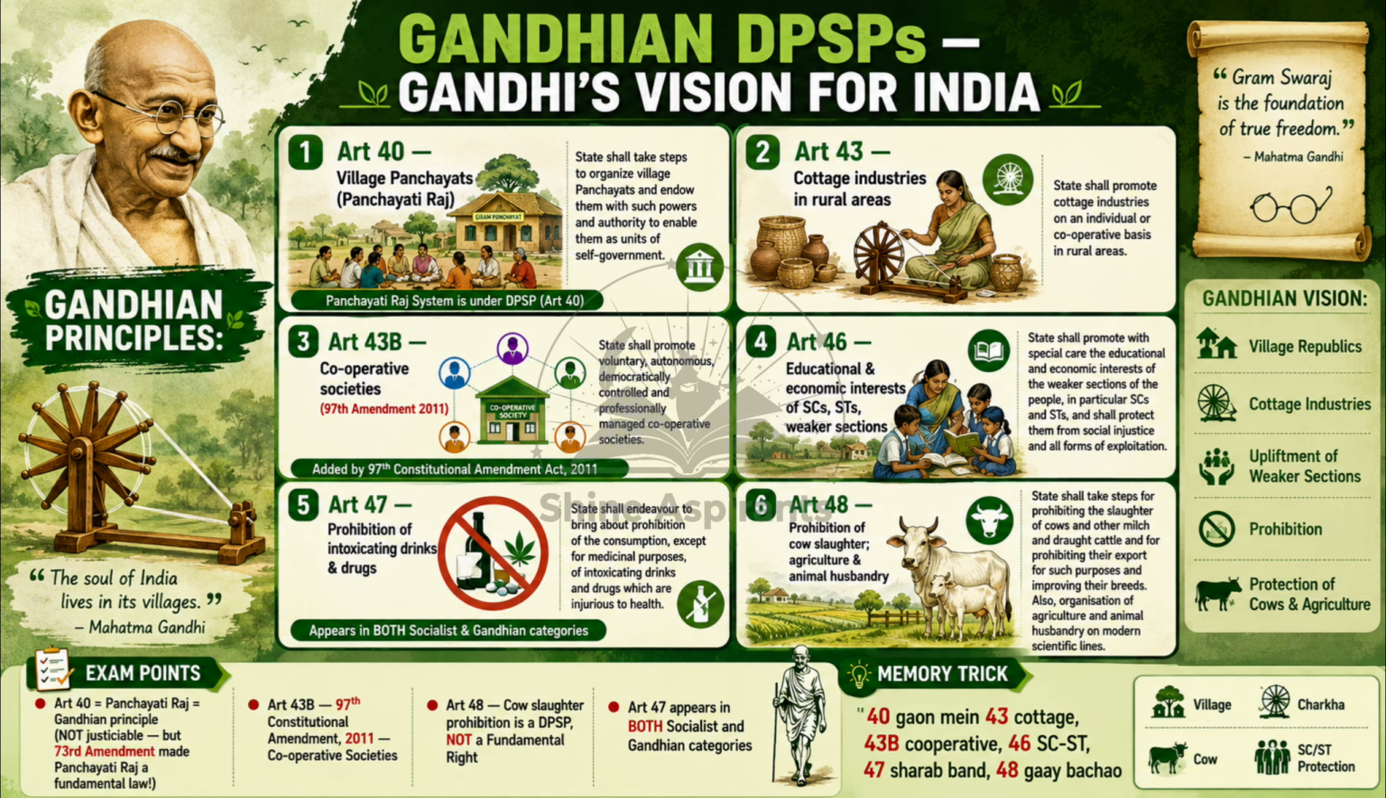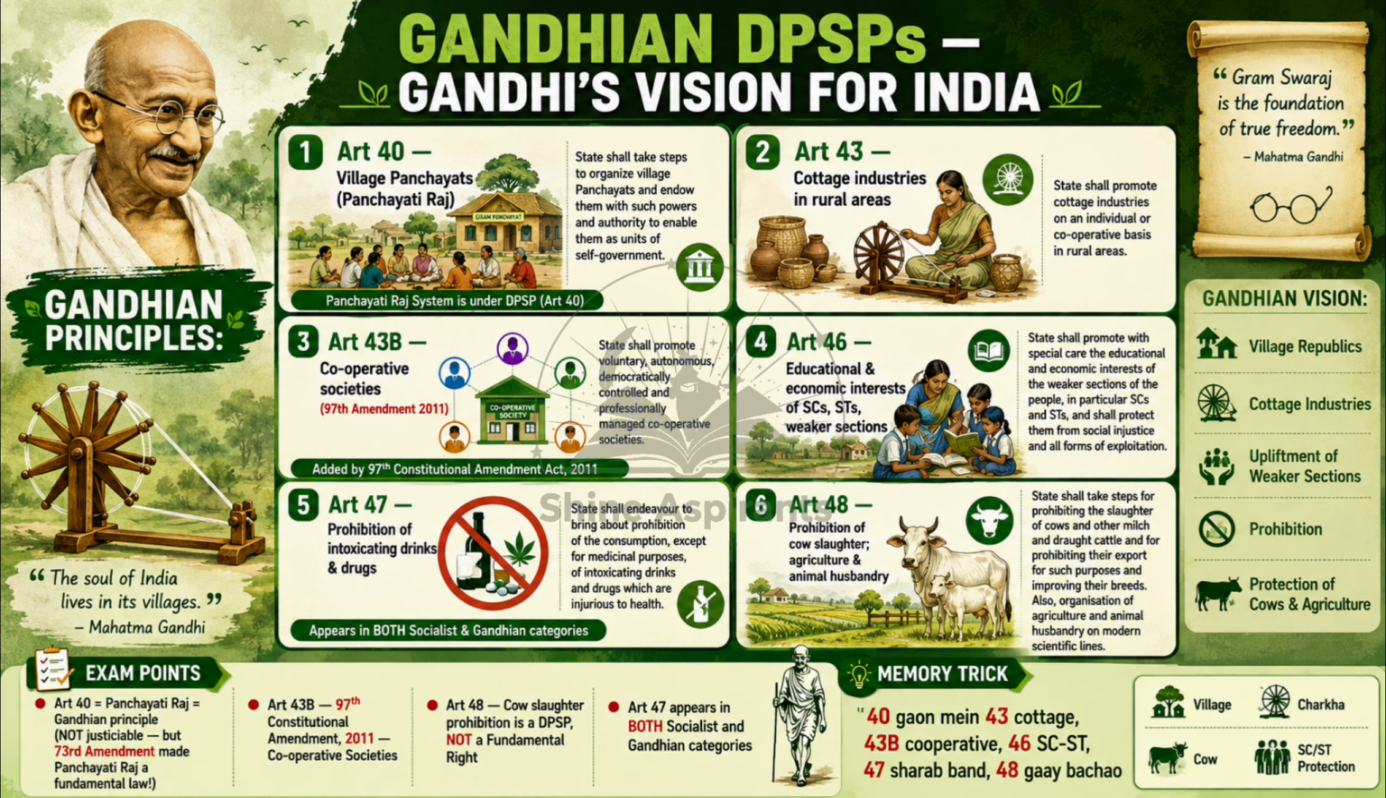Article 43, promote cottage industries in rural areas. Gandhi famously championed the charkha and village industries. This article keeps that spirit alive. Article 43B, this is new. Added by the 97th Constitutional Amendment Act of 2011, it directs the state to promote voluntary, autonomous, democratically controlled, and professionally managed cooperative societies. Remember the year 2011, 97th Amendment.